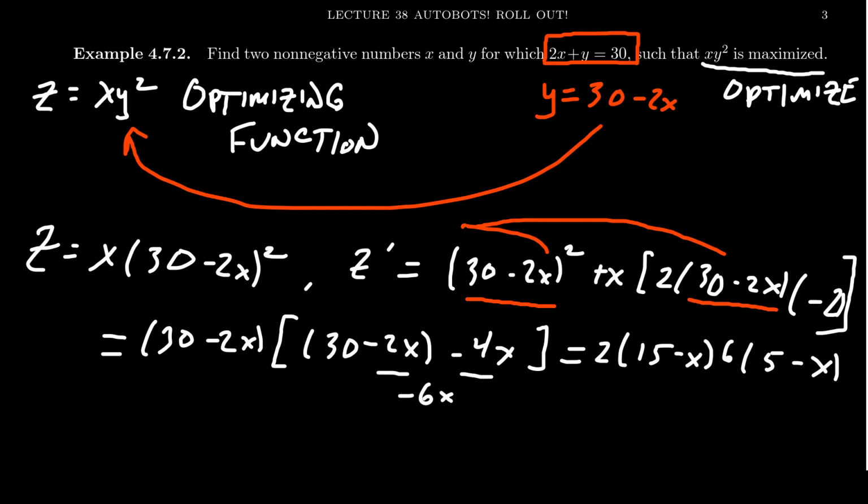And so let's clean that up a little bit more. We get this factor of 12 in front. That won't be too consequential for us. 15 minus x. And then likewise, we're going to get 5 minus x, like so. And this should equal 0, because again, we're looking for critical numbers in this situation.